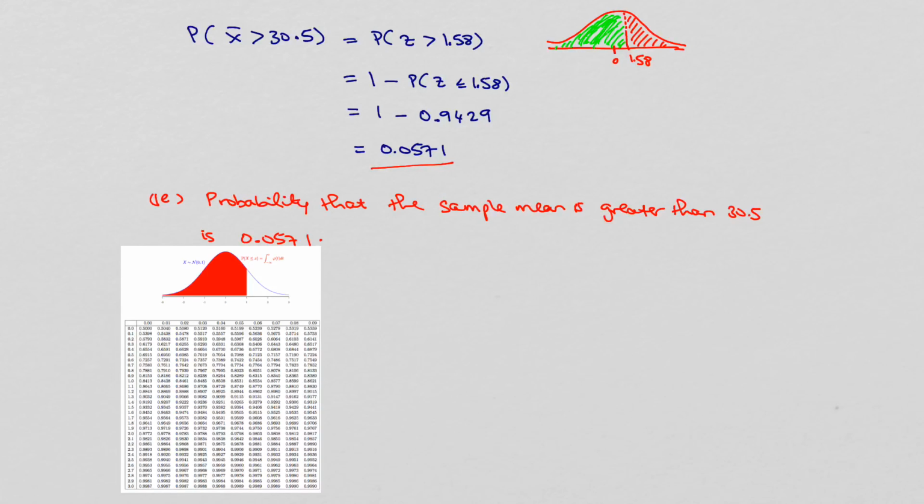Just as a reminder, from your tables, we go down to 1.5 and we go across to 0.8. That brings us across and down, and there we have our 0.9429.